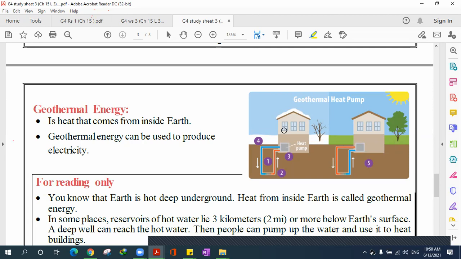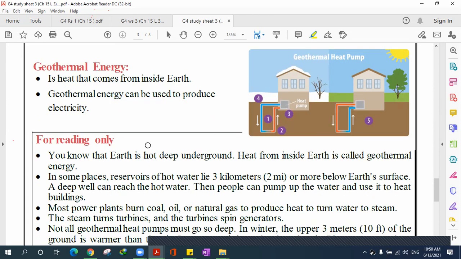Okay, but this part you are not asked to learn. How the technique works, you can just read it. I'm not going to ask you for it in the term exam. Okay? All I need you to know is that geothermal energy is the heat that comes from the inside of the earth, and it's used to produce electricity. That's it. I don't need all the technique.